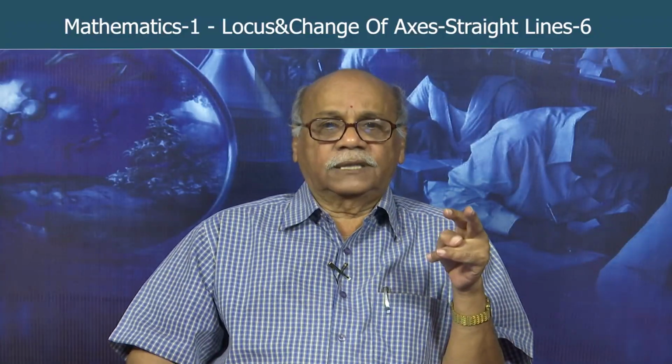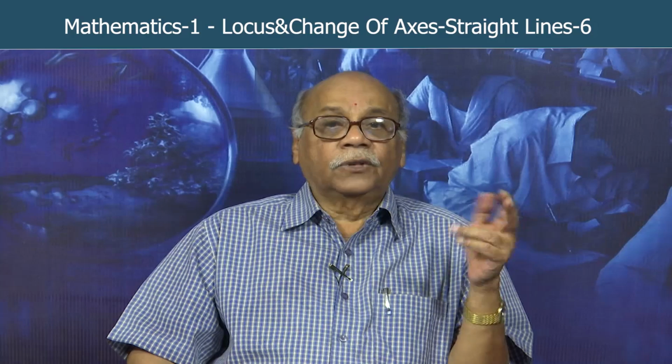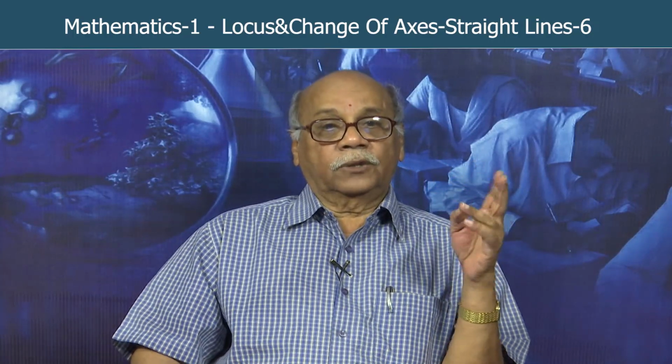And next, what we did is I explained the change of axis. The change of axis is actually of 3 types. One is shifting of the origin without changing the direction of the axes, two is rotating the axes without changing the origin, and three is shifting the origin and then rotating the axes. Understand? In all these 3, we have discussed the relation between the old and new coordinates.